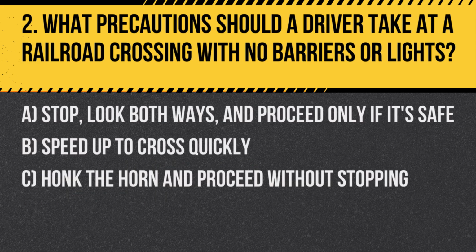Question 2. What precautions should a driver take at a railroad crossing with no barriers or lights? A. Stop, look both ways, and proceed only if it's safe. B. Speed up to cross quickly. C. Honk the horn and proceed without stopping.